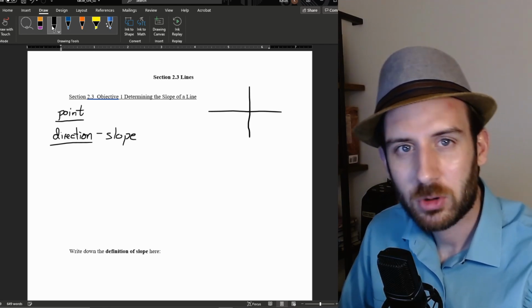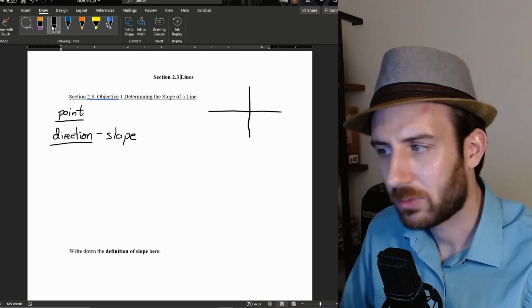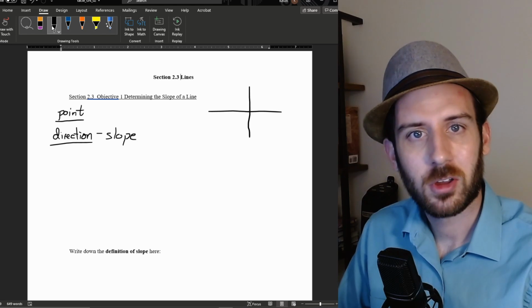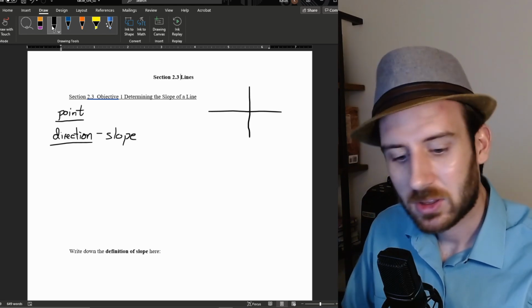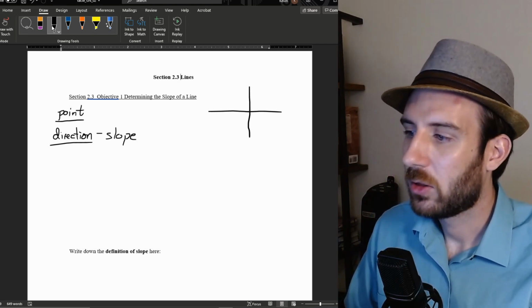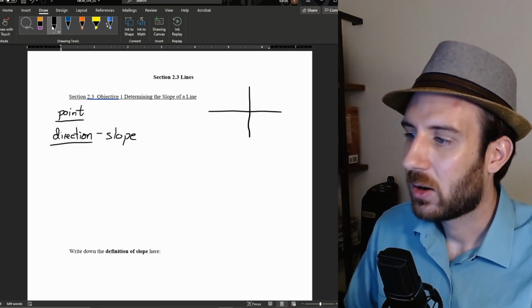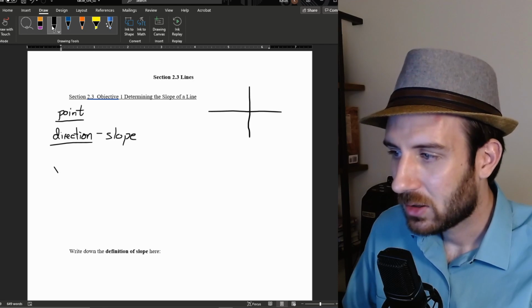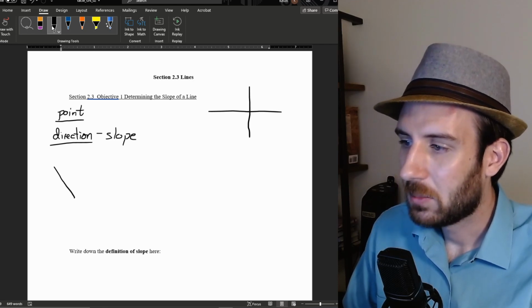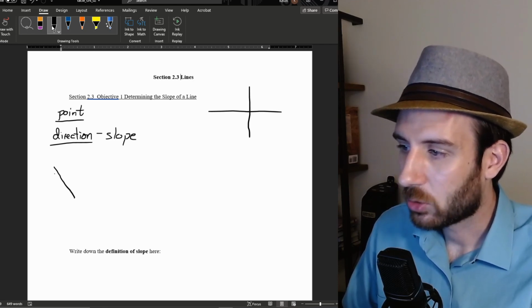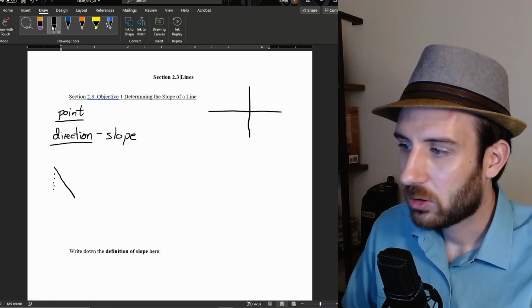Now, when learning about slope, I want you to think about where you might have heard the word slope before. For me, it brings up images of a ski slope. And if I'm thinking of a ski slope, I might think of the steepness or the shallowness of a ski slope. And I could think about how it would be very steep if it was going downwards.